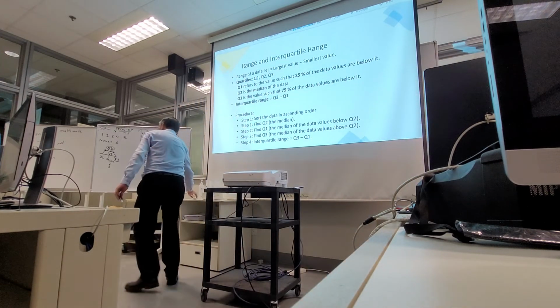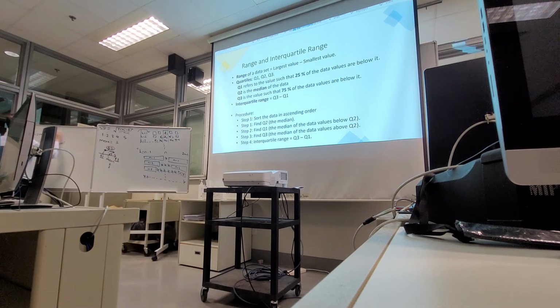Let me draw you a diagram. So you have a set of data, 1 to n. And what is the range? The range tells me what the maximum value is, which I call max, and what the minimum value is, which I call min. So range is equal to the maximum value minus the minimum value. You got it?